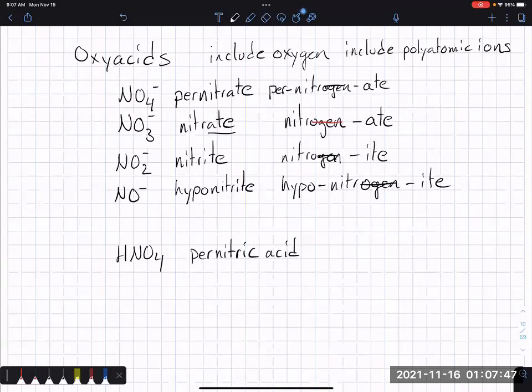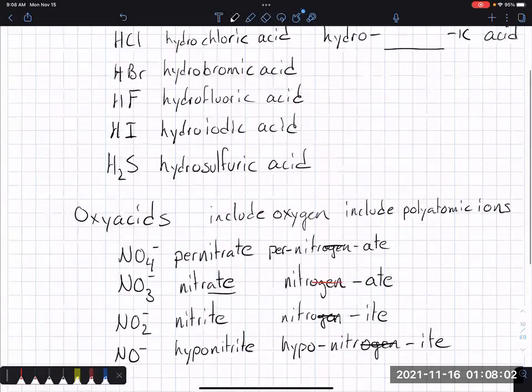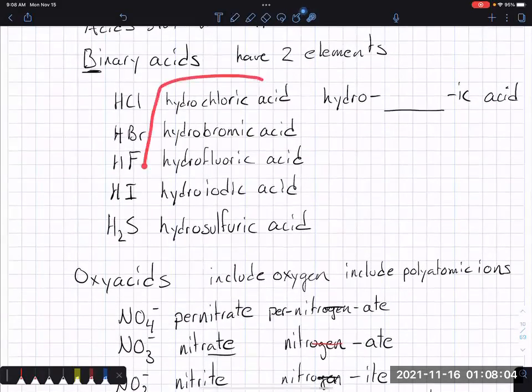So when we're naming oxyacids, if we have ATE, that changes to IC. Similar to the ending that we use for the binary acids, except for oxyacids, we don't also include the hydro. So there's no hydro for oxyacids.